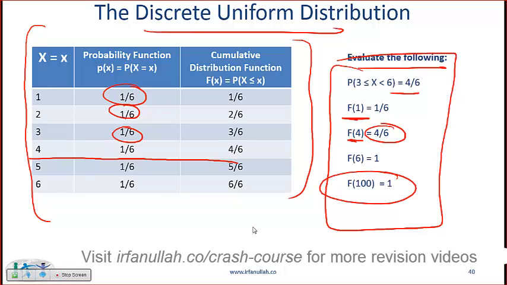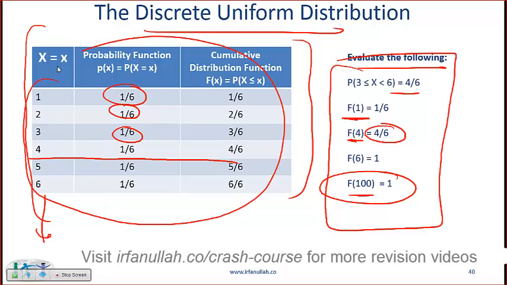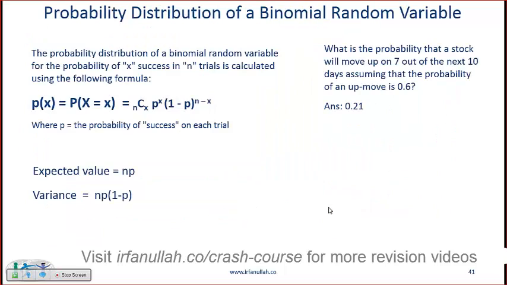And here is something that people keep messing up on. F100 means that you've gone way beyond. So you've captured all this data and the probability is 1. The cumulative probability is 1.